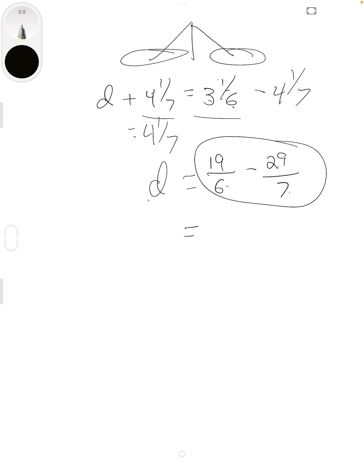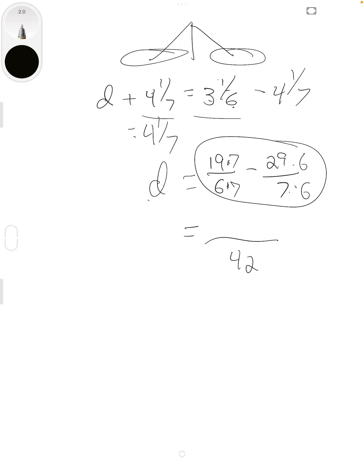Do the denominators, are they the same? No, they are not. To make them the same, I must multiply top and bottom times 7, and multiply top and bottom of this one times 6. Now they are the same. So 6 times 7 is 42. 19 times 7, you take your calculator out and you go, what's that?